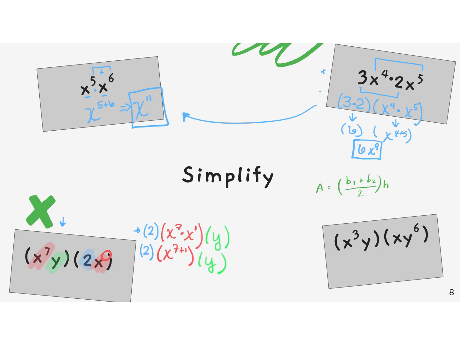So continuing to just simplify this, we have 2, and then we have x to the power of 8, and we have y. And we're going to just write the whole thing nice and pretty all together. We have 2x to the power of 8 and y. And that is your solution to that problem.